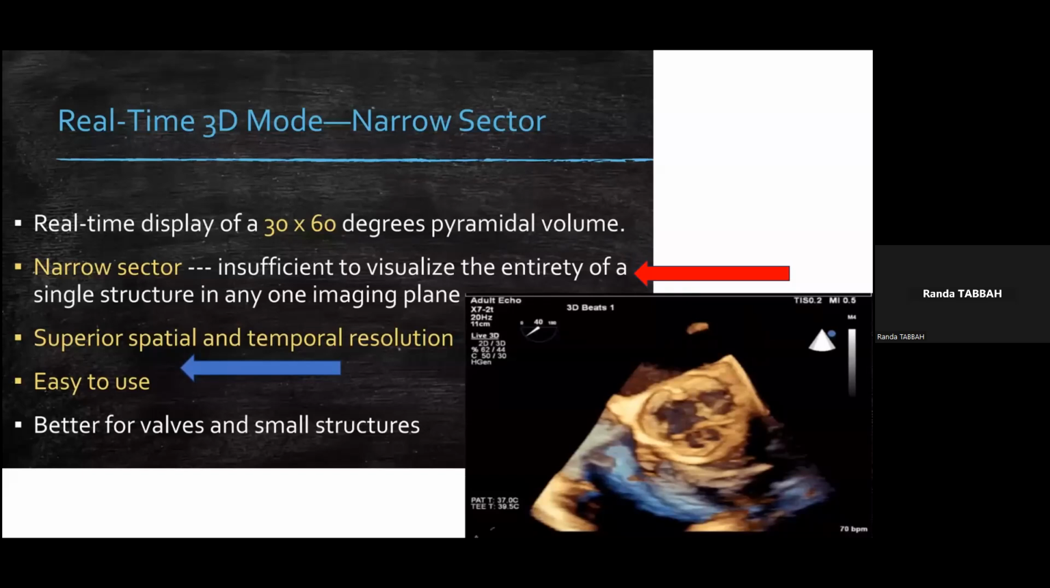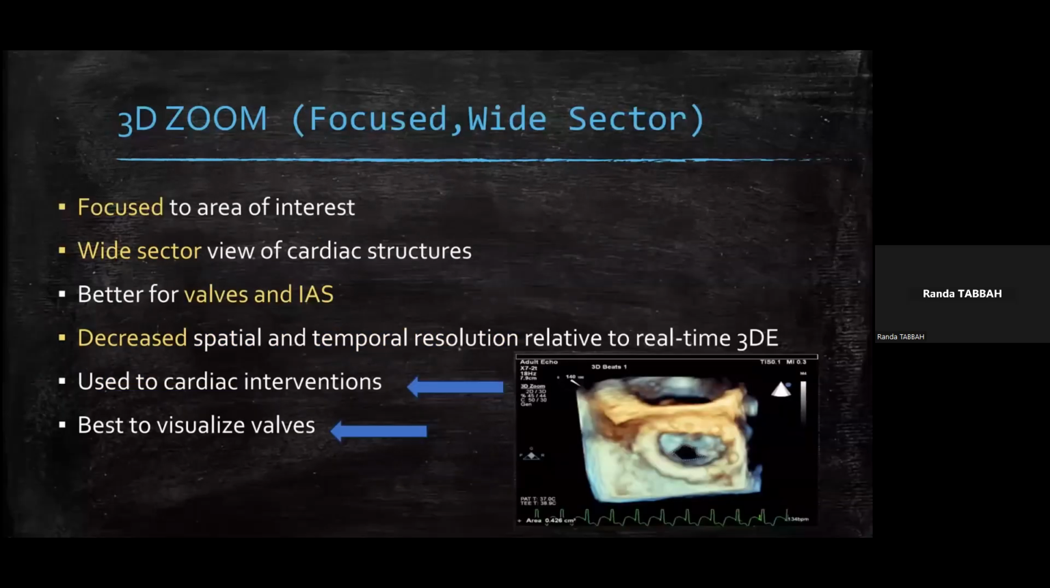Now the real-time 3D we were talking about. First, the narrow sector. We emphasize one single structure, for example here, the aorta. We can see a single structure with a good image and superior spatial and temporal resolution while we are using our probe.